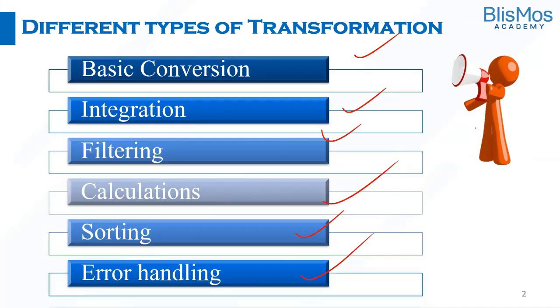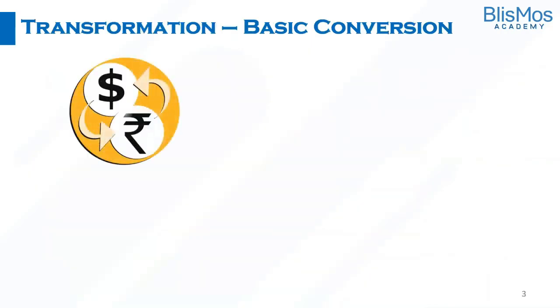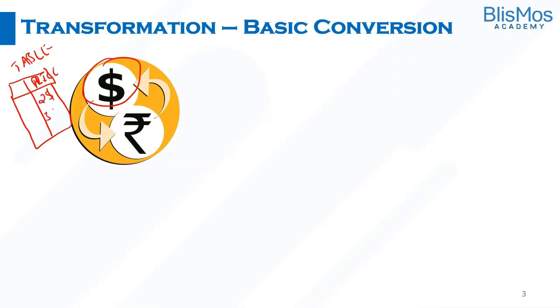What is basic conversion? Basic conversion is very basic. What do I mean by that? Let us take an example here. When we talk about data, mostly the data would be there in tables or files. Your table has a price in dollars that needs to be converted into rupees. That is a basic conversion. And vice versa also. If the data is there in rupees, we may want to convert that into dollars.